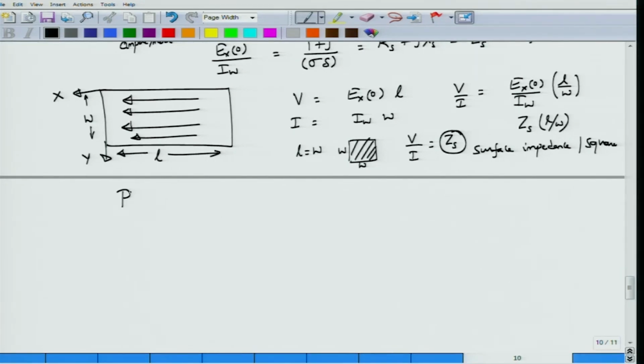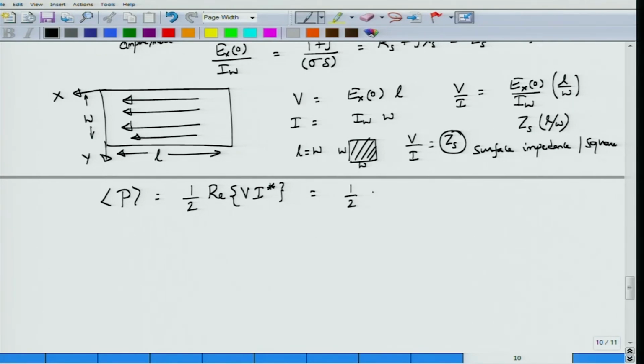Now for the matter of the power that is lost, we know that the average power for complex V and I, that is phasor quantities, is given by half of the real part of V I complex conjugate. Now I know what V is, I know what I is, so let me write down those expressions here.